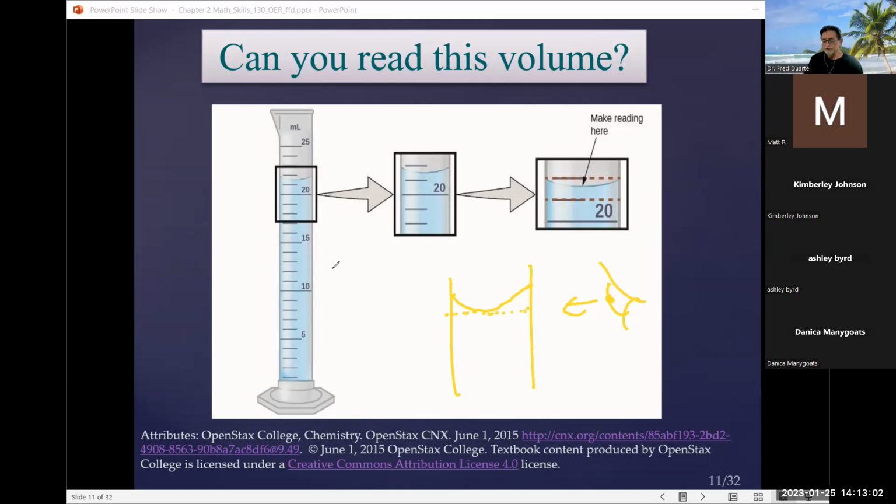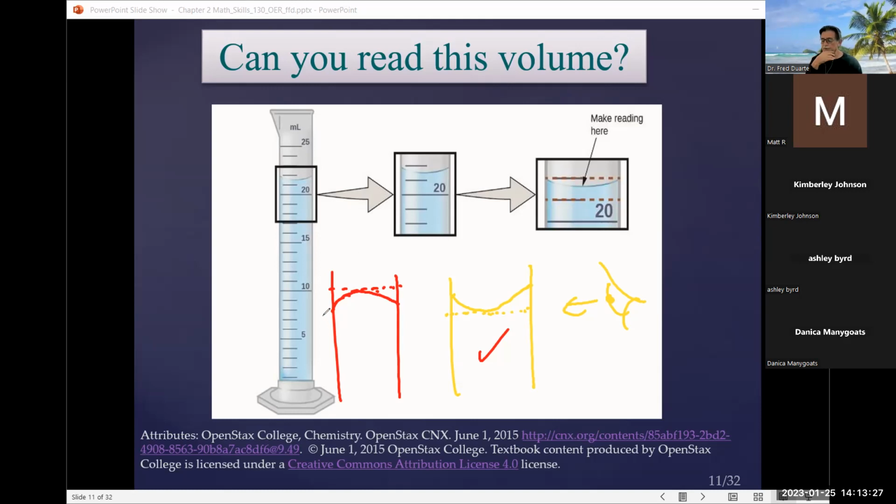Now, if for some reason there are some liquids where the meniscus goes the other direction, no worries, same scenario. We read at the top of the meniscus. You're not going to get this very often. The majority of the time, the meniscus is going down in what we call the concave. Okay.